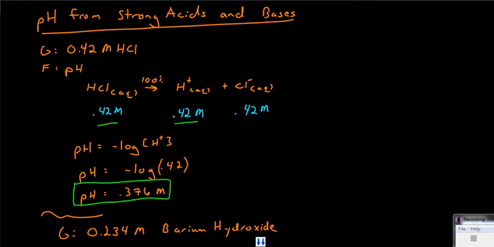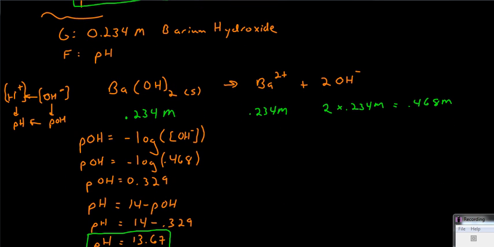What is the pH of a 0.234 molar barium hydroxide solution? Now, barium hydroxide involves barium, which has a 2+ charge, and hydroxide, which has a -1 charge. And so barium hydroxide has 2 hydroxides on the barium, and that's going to have important implications for the pH of the solution. Barium hydroxide is also a strong base, and so it dissociates 100% in water.